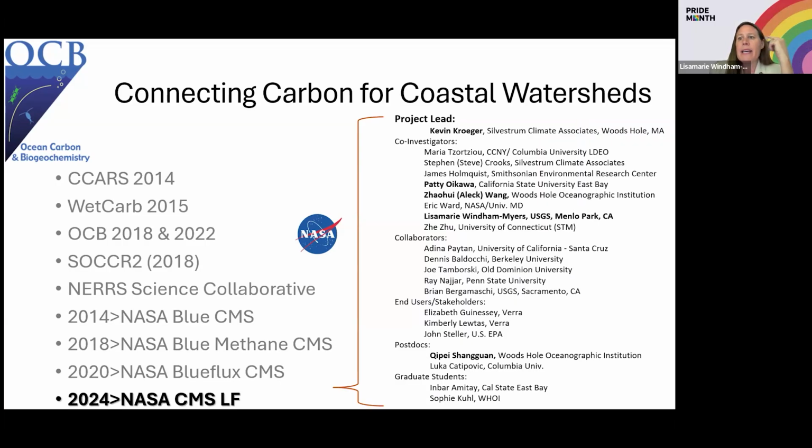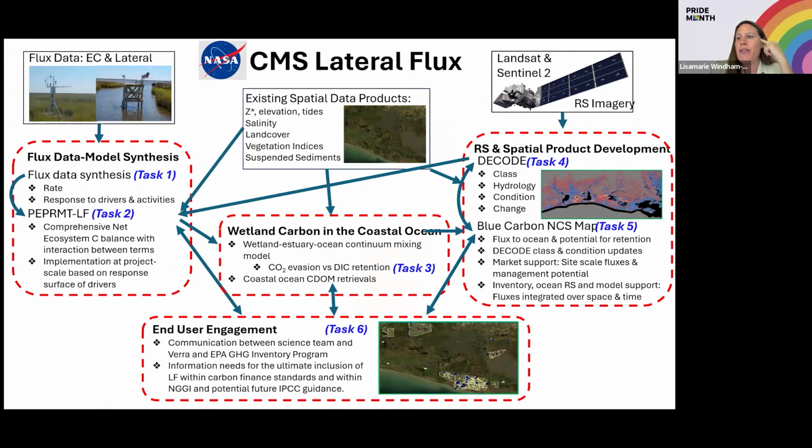Next. And the NASA CMS lateral flux project that you're going to hear about next is just like the others. It's a big tent approach with participants and institutions across the whole US. There's 6 specific tasks, moving from synthesis of the atmospheric and hydrologic flux data at 7 sites, building out the PEPRMINT model to be PEPRMINT-LF, that's the LF of lateral flux accounted for, a wetland estuary ocean mixing model to get at the fate of dissolved carbon and total alkalinity, existing and new spatial products to characterize wetland classes and conditions over time, and then also user engagement to make sure these data are useful to managers and policymakers.